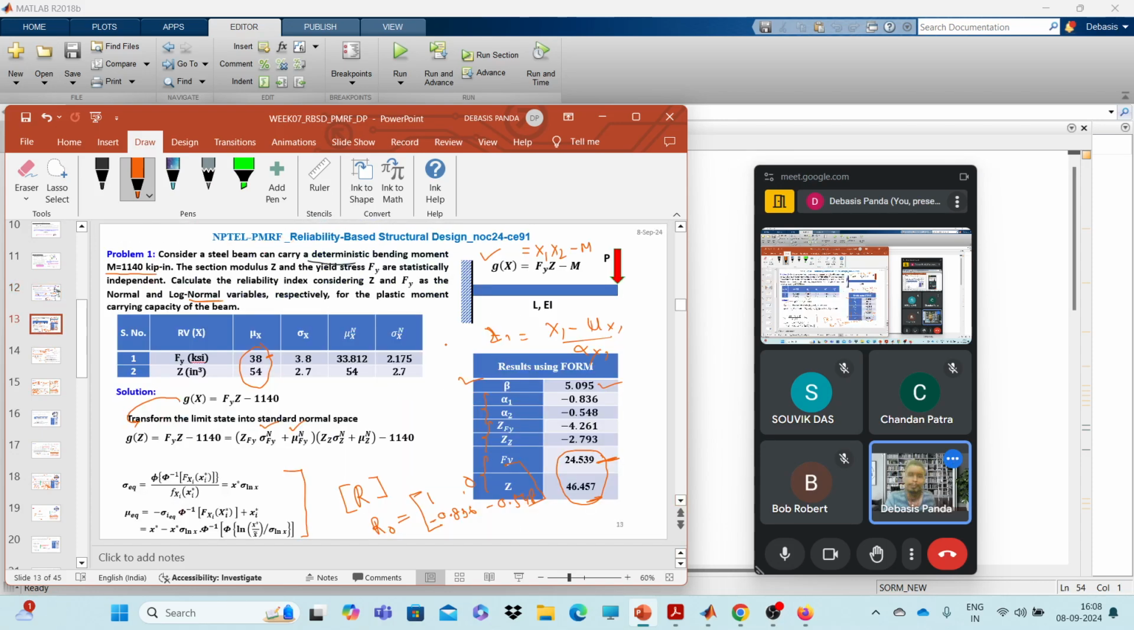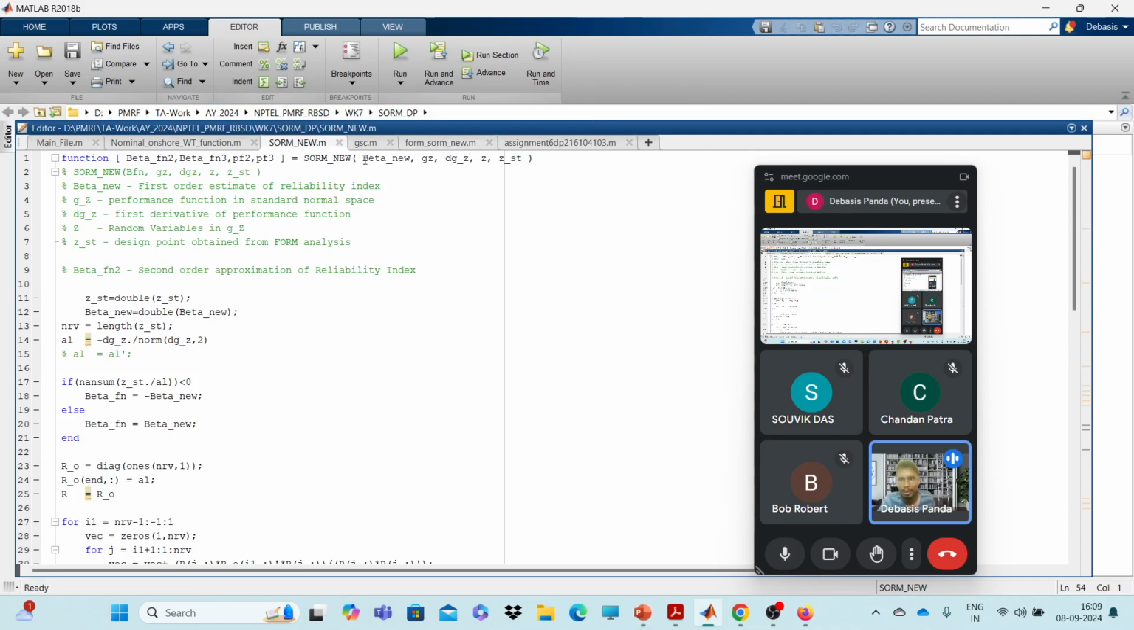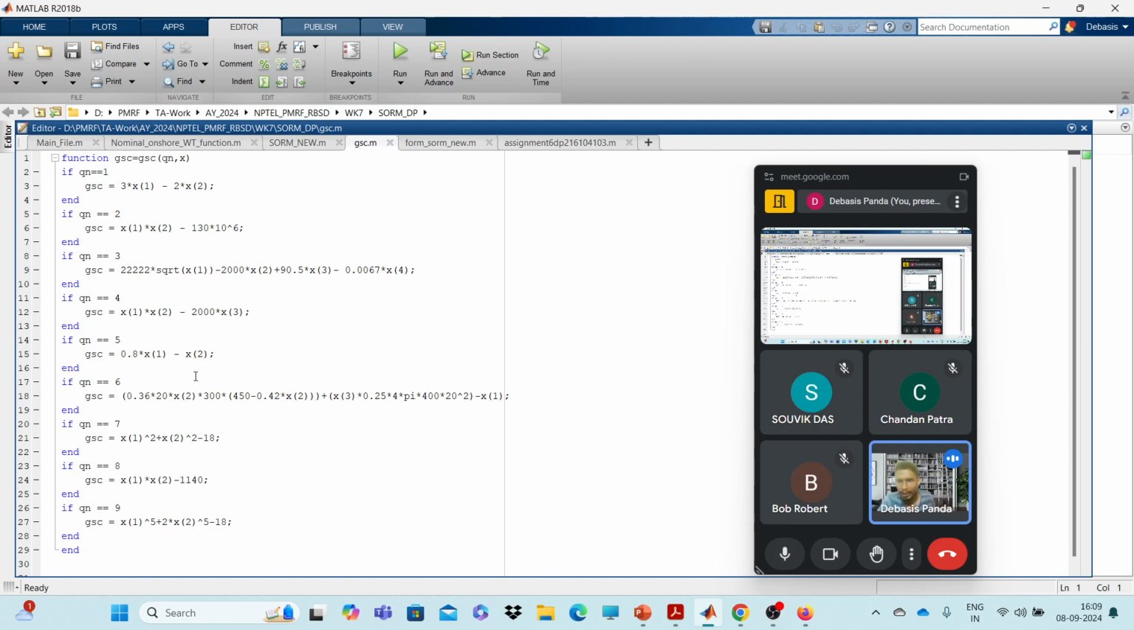Yeah, this cantilever beam problem, let's solve it. So what is the limit state here? X1 X2 minus 1140, right? So let's first put the limit state function here, X1 X2 minus 1148. So we are referring to question number 8. I have already fit the limit state here, so we are referring to question number 8, right?